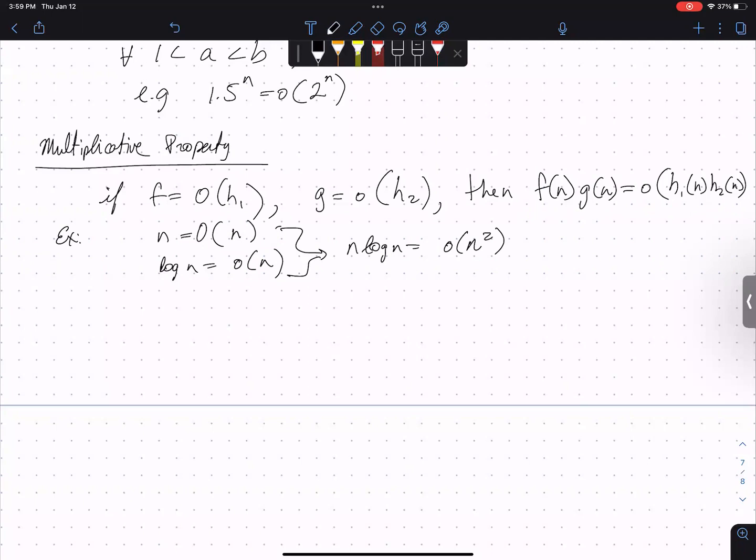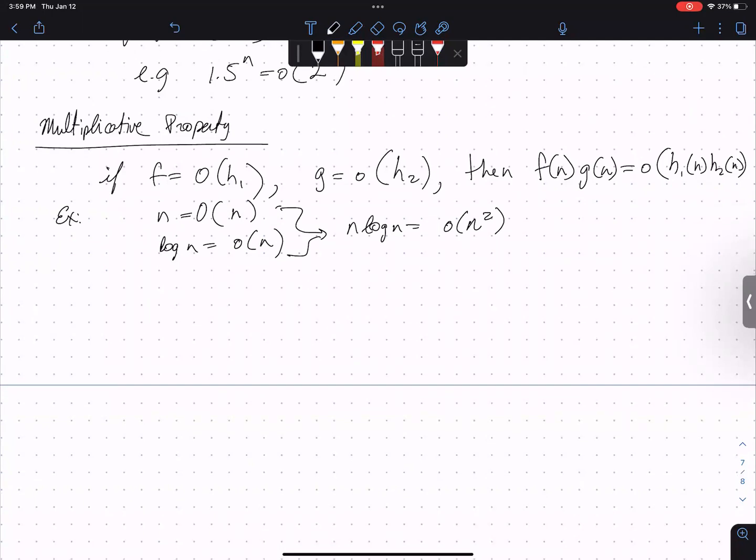Now I can tell you something about functions that are polynomial and log. So what about something like log n squared? Okay, so let's see: polylogs grow slower than polynomials.